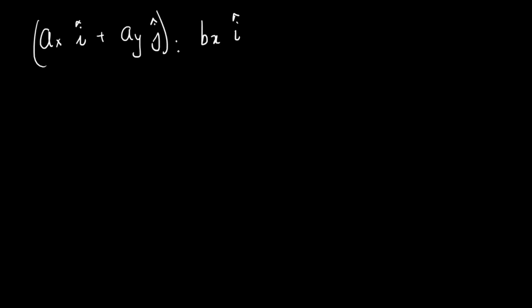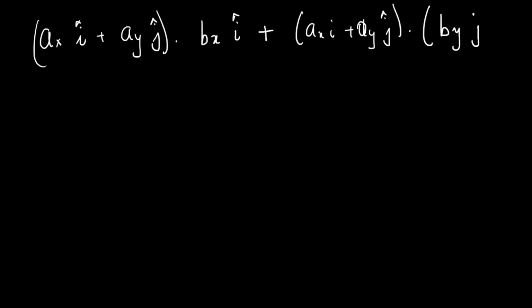Quick reminder, AX, AY, BX are all scalars, plus, and then the same thing again, AXI plus AYJ is being dotted with BYJ. Now, just for your convenience, this is unnecessary overkill, but it's all right.